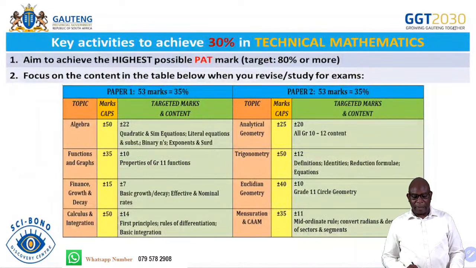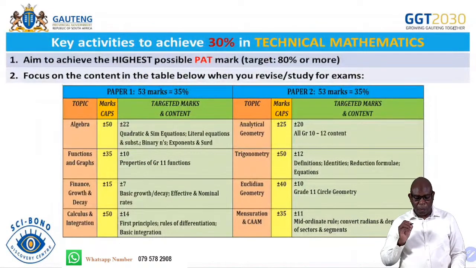Now, these are your key activities to achieve 30% in technical maths, but we are not looking at the 30%. 30% is the minimum of our subject, but we are not looking at getting the 30%. We are looking at getting up to 50%. 50%, that is our target. And obviously the PET we're targeting at 80%. I hope every school has already done the PET.